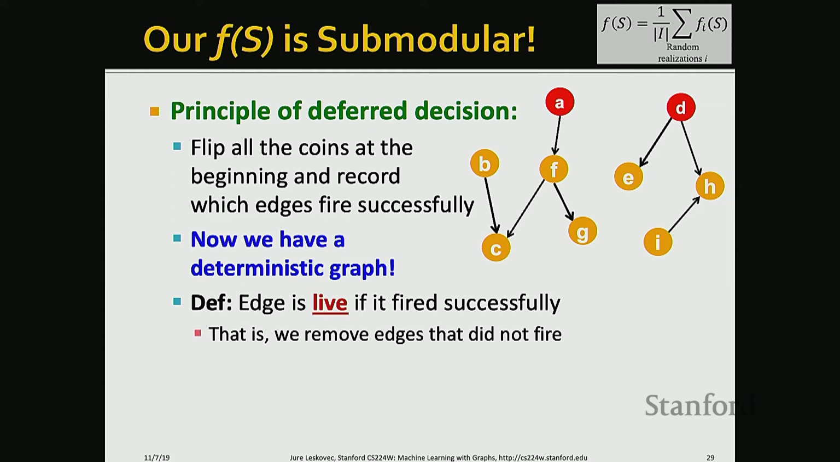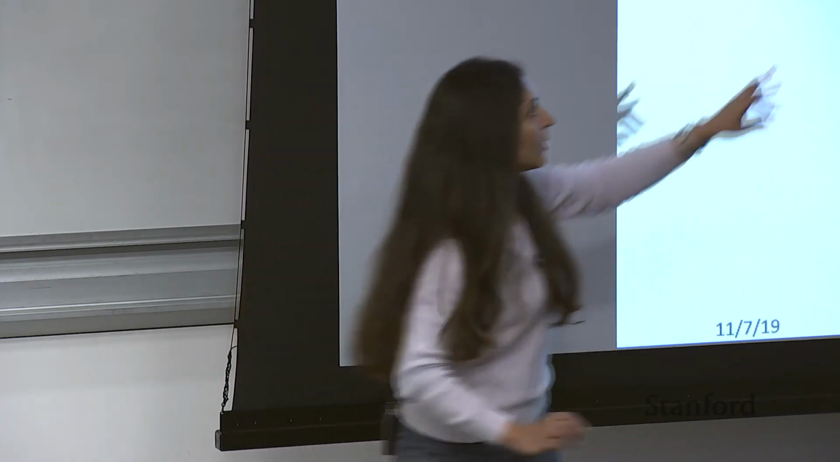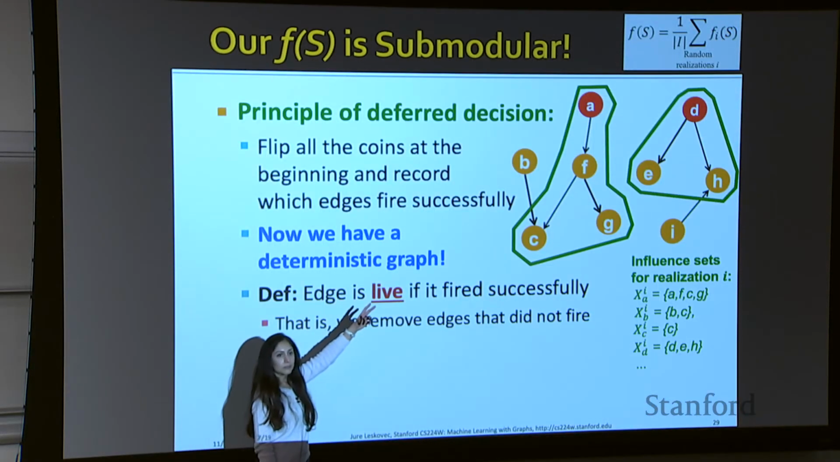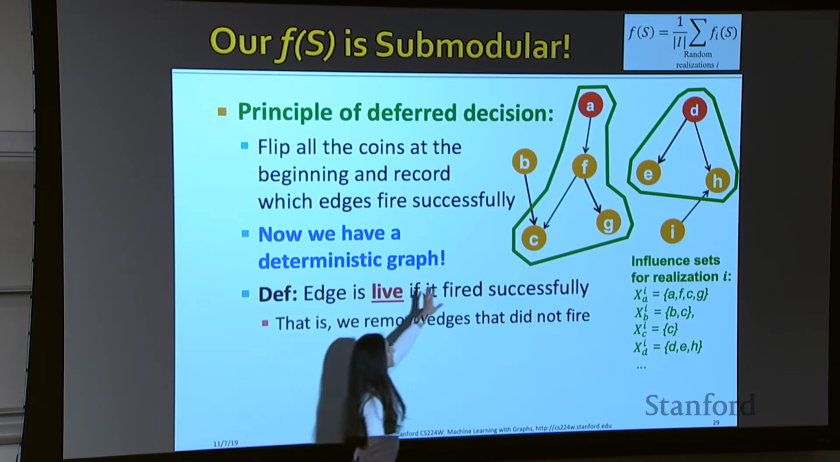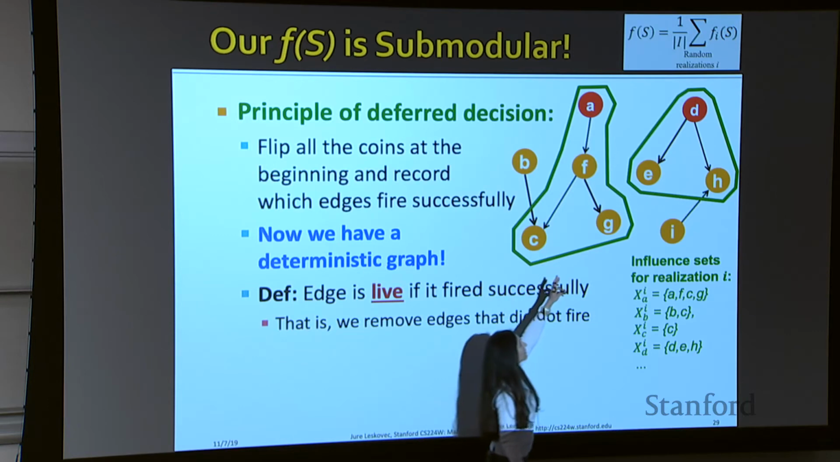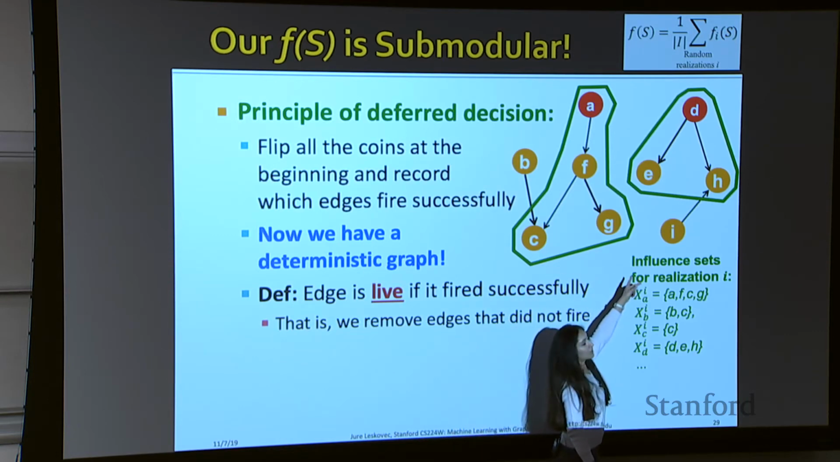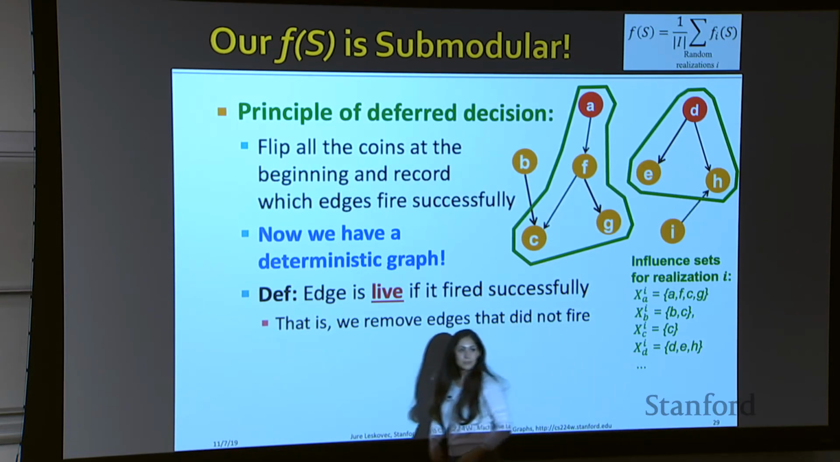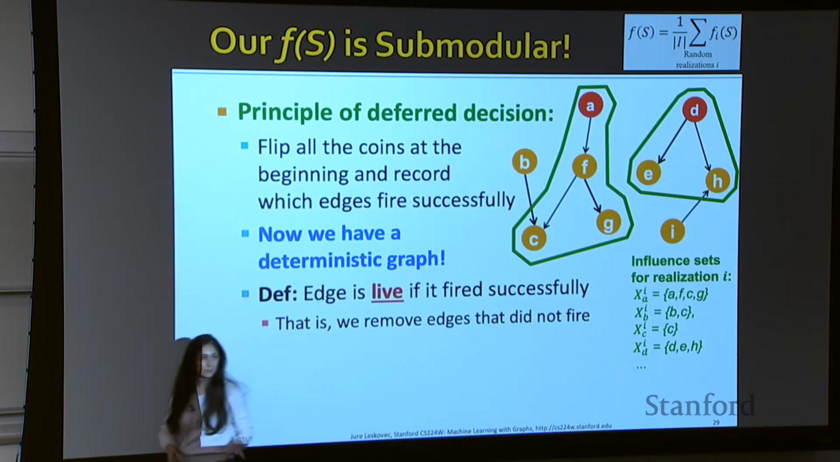In this deterministic network, as we saw before, it's easy to see how many people A and D can activate. Now there is no probability in the network. We are just going to see how many people they can reach. A can reach all of these people, but cannot reach B because there is no edge. D can reach E and H, but not I. This is easy, just BFS.